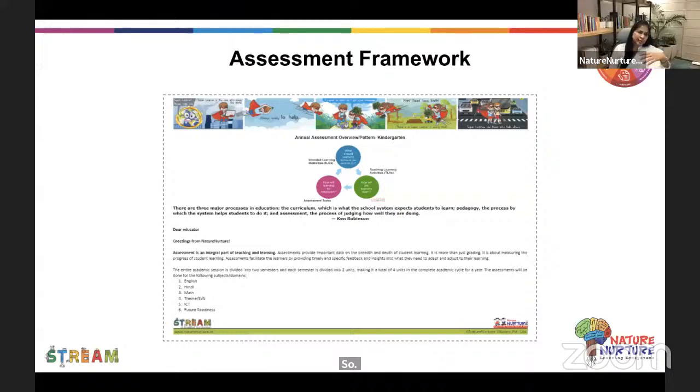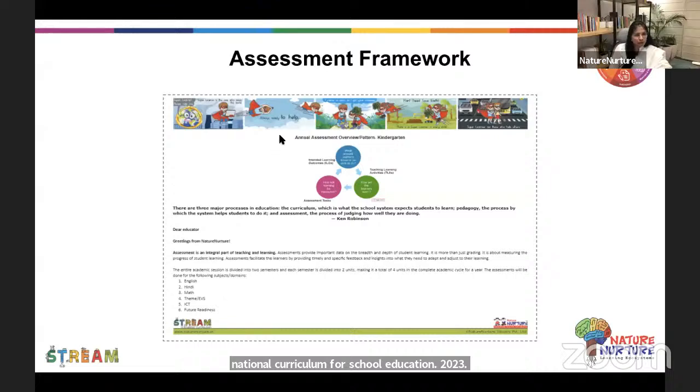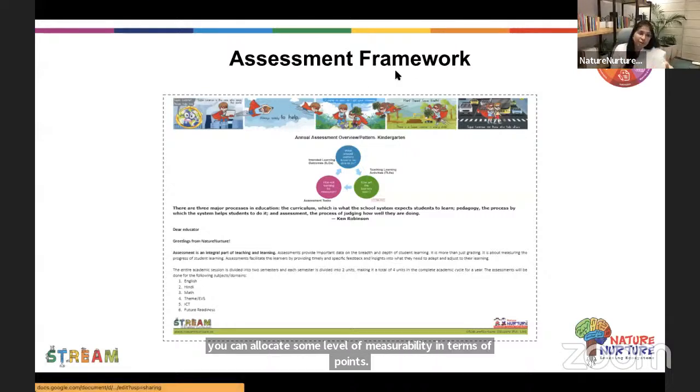Whenever we talk about assessments, it's important to refer to a framework. Every school has its framework, right? And this framework is designed on the basis of the recommendations given by the new education policy and the National Curriculum Framework for School Education 2023. So please understand, according to the national education policy, you are not supposed to have summative assessment in the foundation years, right? So when we talk about summative assessment, you don't have to allocate marks, but you can allocate some level of measurability in terms of points so that you know where your learners are.